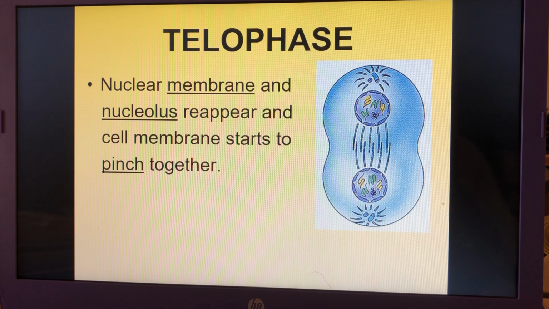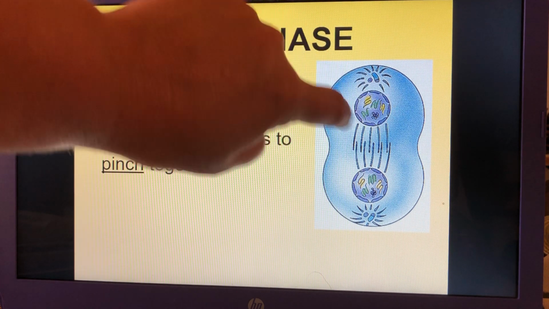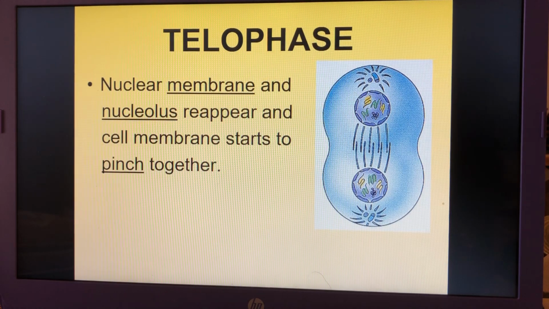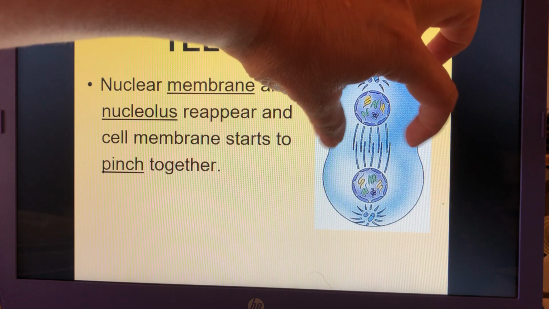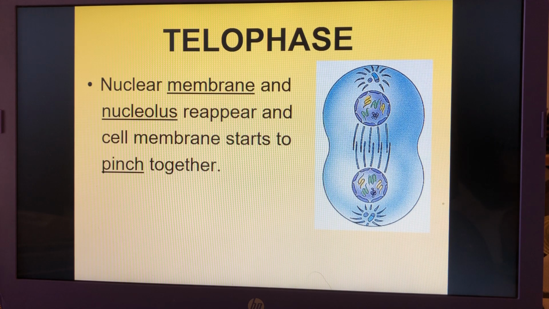During telophase, the nuclear membrane and the nucleolus reappear. So now we start to see that nucleus again. And the cell membrane begins to pinch apart. In other words, it elongates and starts to pinch in the middle there, getting ready to separate into two daughter cells. So those are the 4 phases.